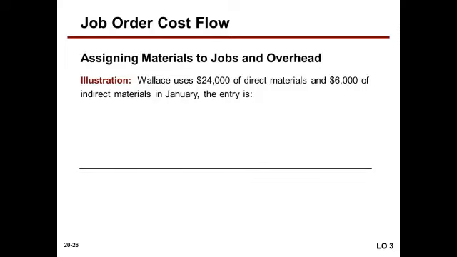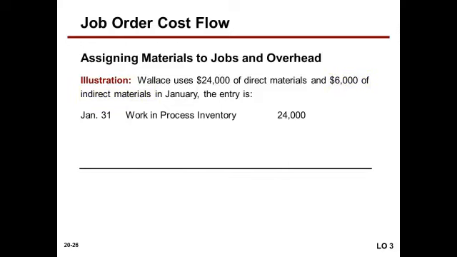Let's look at a journal entry now that starts assigning costs as production is started. This is moving the debit across the page to the work in process account. Wallace Company uses $24,000 of direct materials and $6,000 of indirect materials in January. So they've requisitioned two types of materials, both raw materials.